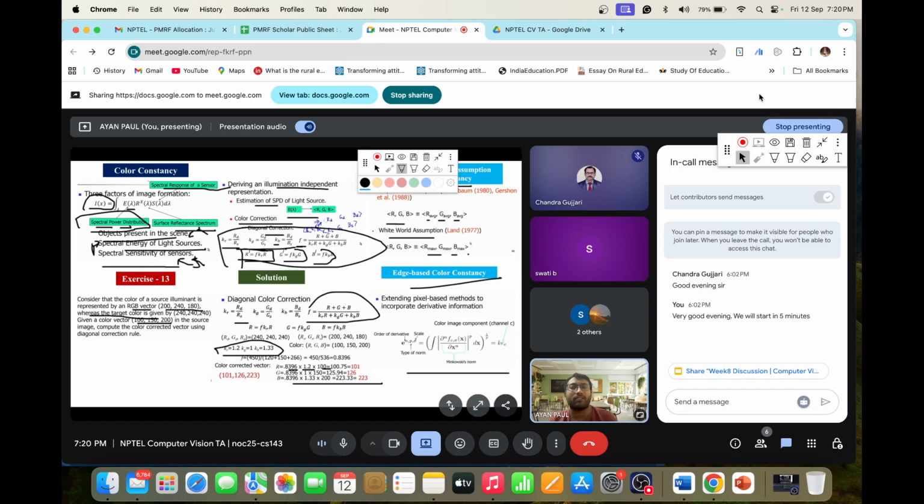Yeah, so color constancy means we have these three things. One is the source color. Second, we have the object distribution color, and third we have the sensor color. We have to have some constancy in all these three things. For that we have different assumptions: the diagonal correction assumption, then the white gray assumption, then edge based color constancy. So you can say this is the bigger picture of it.